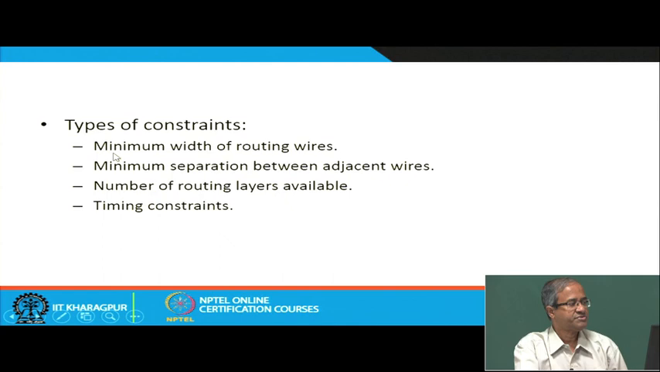You may try to minimize the width of the routing wires, or the total area for routing. You want to minimize the separation between adjacent wires wherever possible. The number of routing layers you may also try to minimize. For example, you may say that I can complete my routing in a single metal layer. That is the best thing that you can have. But we'll see later that single layer routing is often not possible. You may require two layers. But if you have more than two layers available to you, then possibly you can have more compact or area efficient routing. Of course, the issue of interconnection across layers comes into the picture. That is another problem that we have to address.